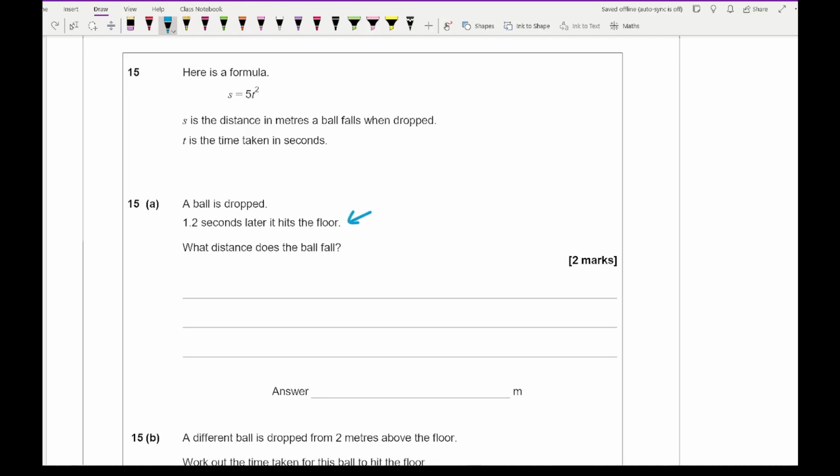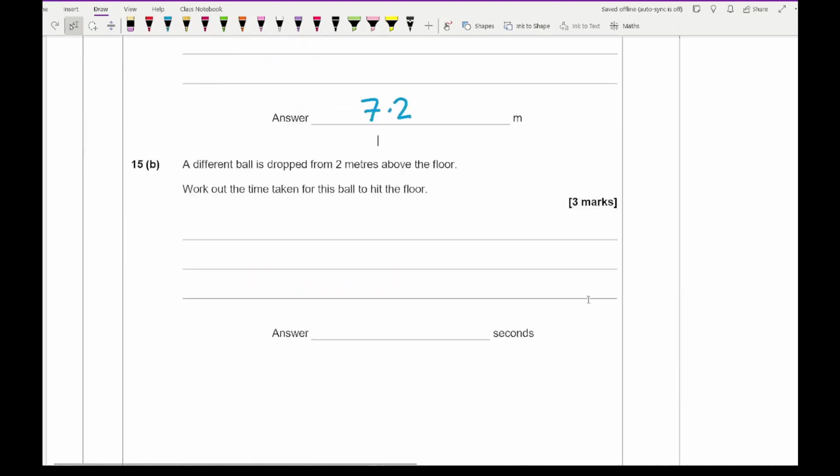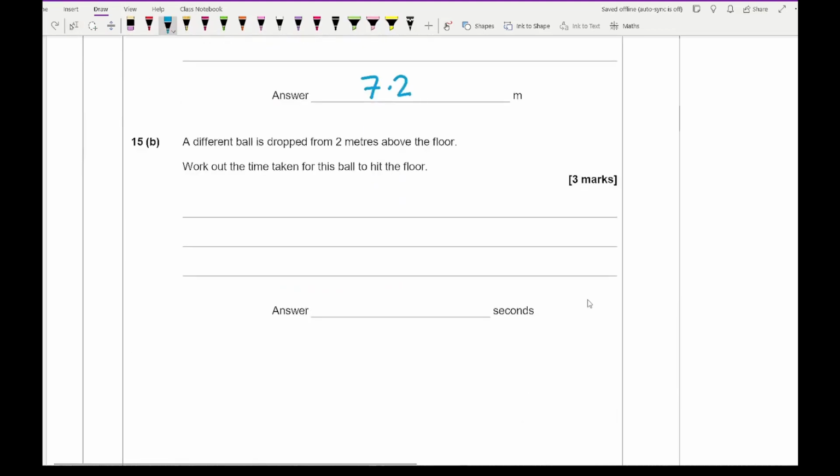So in other words, what we've got here is T equals 1.2. So I'm going to substitute T equals 1.2 into this formula. So I've got S equals 5 times 1.2 squared. And if I type that all into my calculator, I should have an answer of 7.2. For question B, it says that a different ball is dropped from 2 meters.